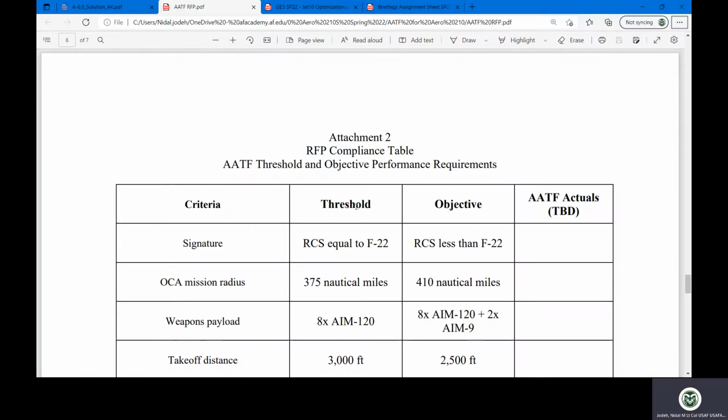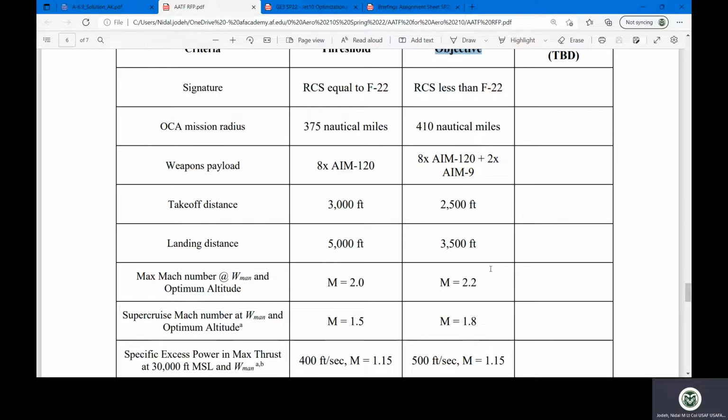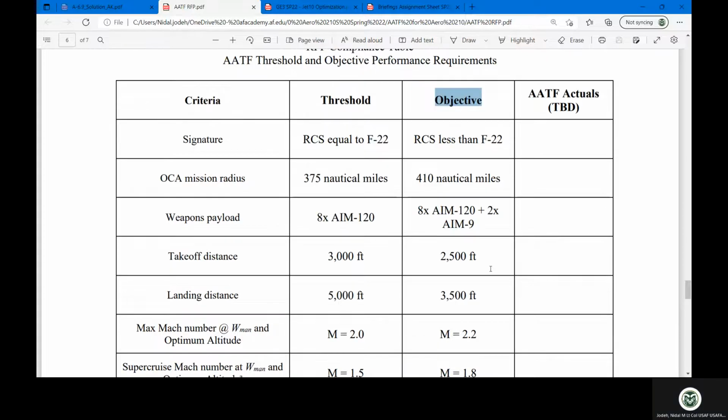Let's take a sidebar. What's the difference between threshold and objective? In government parlance, the threshold is the minimal acceptable value. This will get you a capable aircraft for ideally the lowest cost. The objective is a wish list of better performing parameters at most likely a higher cost. So you need to ask yourself, which one do you think you're going to design to?